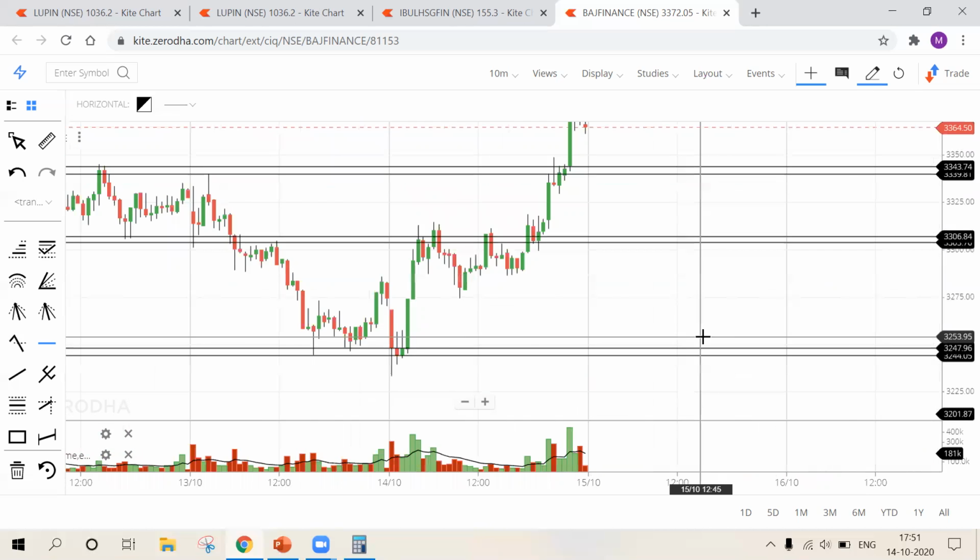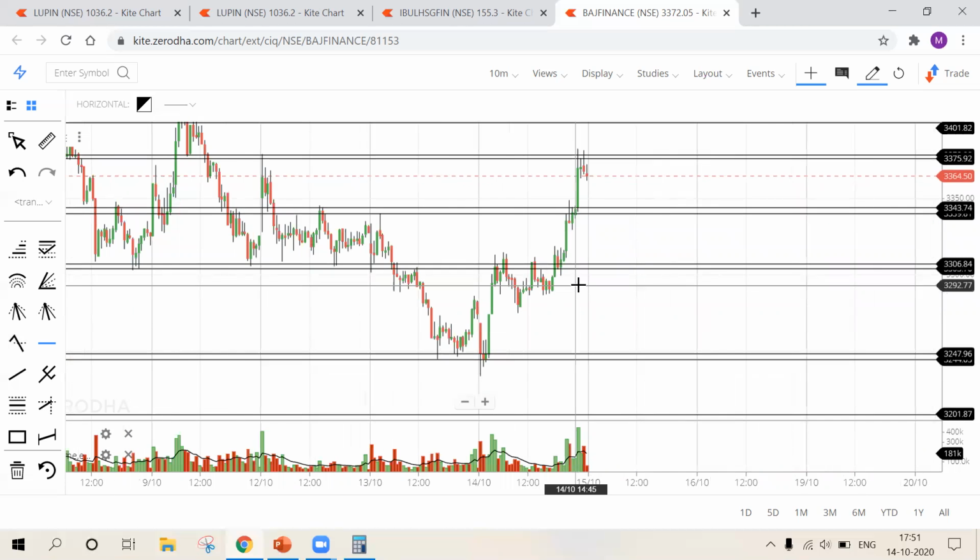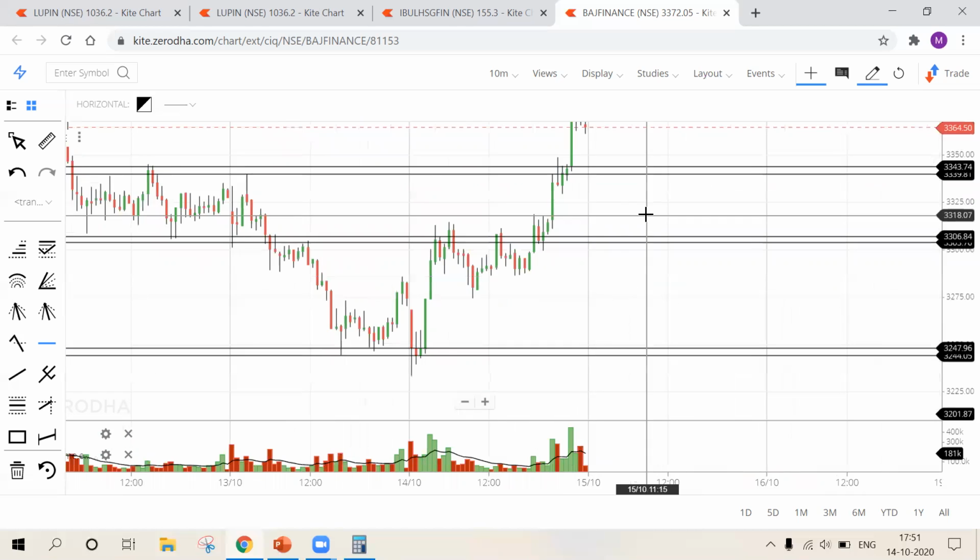Now let's get on to today's market. Look how properly they are working. It looks very clean, right? Now let's come on to today's market.